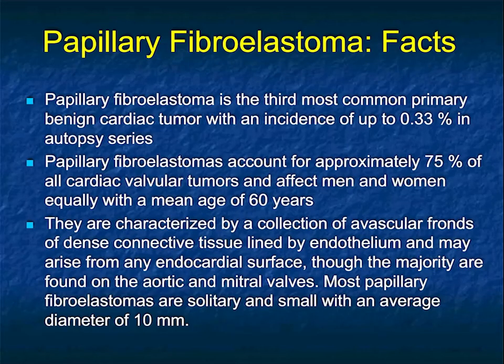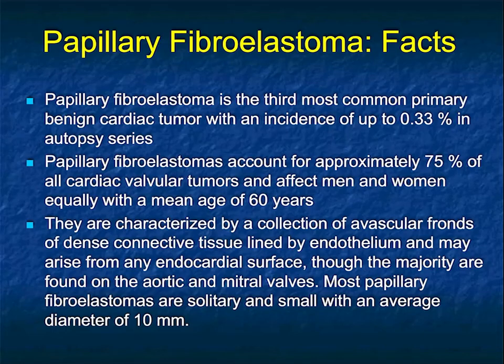Now, what else are we thinking about? Well, what about papillary fibroelastomas? When we talk about things that involve valves, we commonly think about plaque, right? You talk about plaque, you talk about endocarditis, but you need to think about fibroelastoma. It's the third most common primary benign cardiac tumor. They account for up to 75% of all cardiac valvular tumors and affect men and women equally with a mean age of 60. They're characterized by a collection of avascular fronds of dense connective tissue lined by endothelium and may arise from any endocardial surface.